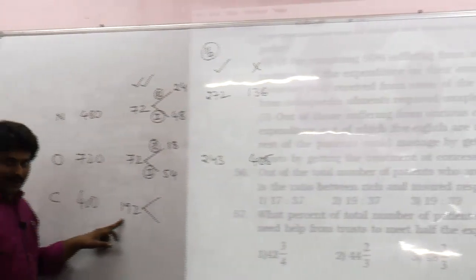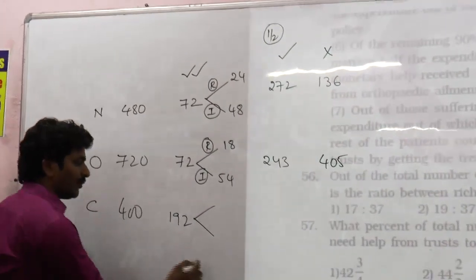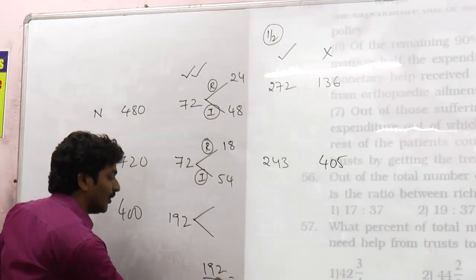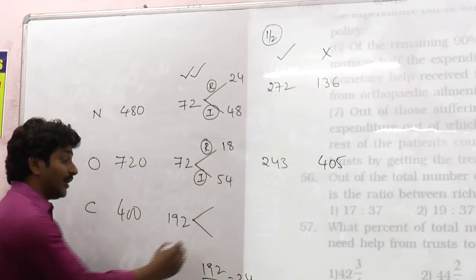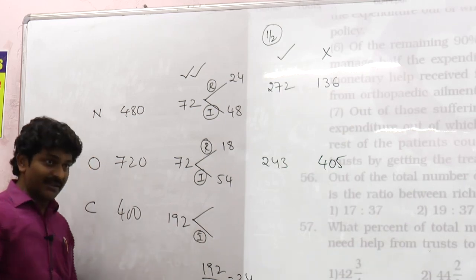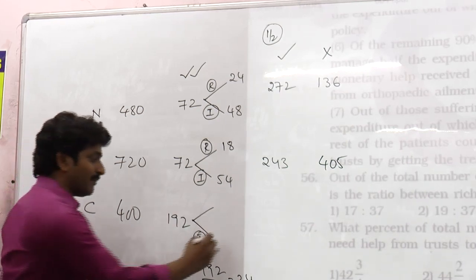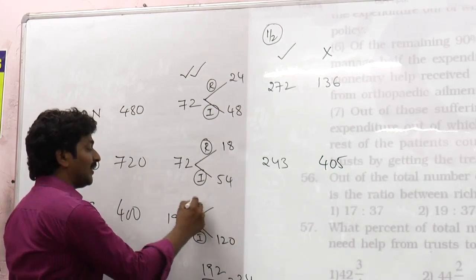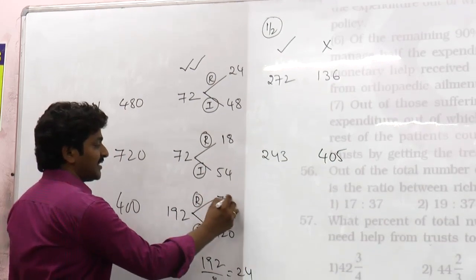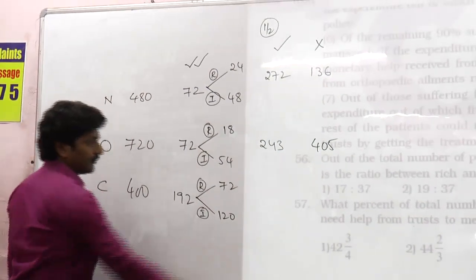First let me calculate 1/8 of this number. What about 1/8 of this number? 24. Insured candidates are 5/8, which is 5 times of this number, 120, and the others are rich. Difference is 72. Next.